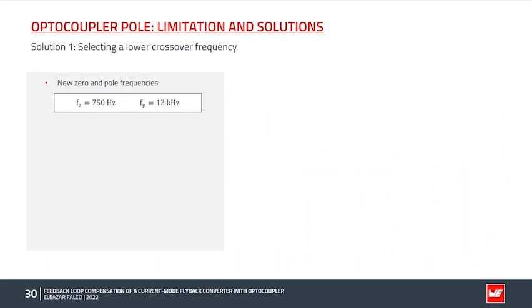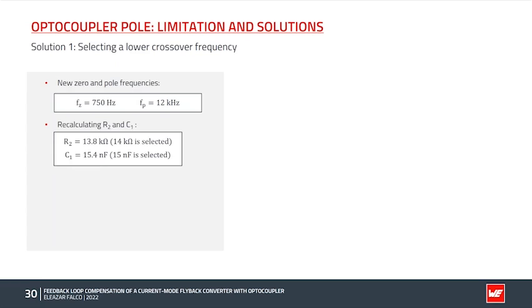We calculate the required zero and pole frequencies for this new specification following the K-factor approach shown before, and this gives 750 Hz for the zero frequency and 12 kHz for the pole frequency. We recalculate R2 to set the midband gain and C1 to set the zero frequency, selecting close standard values available.